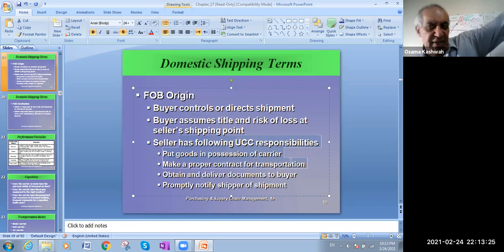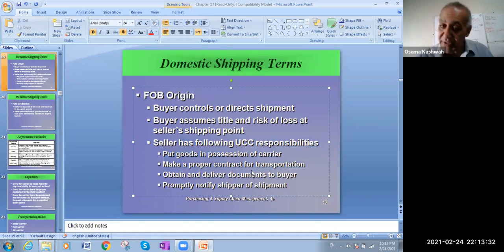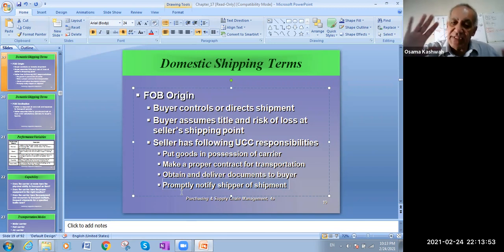This is the seller saying, I put it for you, uploaded it on the carrier. Make a proper contract for transportation, and I made the contract for the transportation. Obtain and deliver documents to the buyer. Promptly notify the buyer of the shipment. Then I will tell the buyer that I put the stuff which you bought on the ship or on your carrier, and everything is fine. This is the responsibility of the seller in this case.